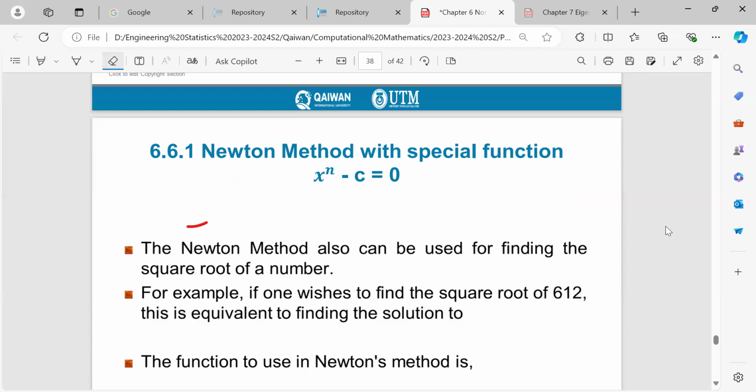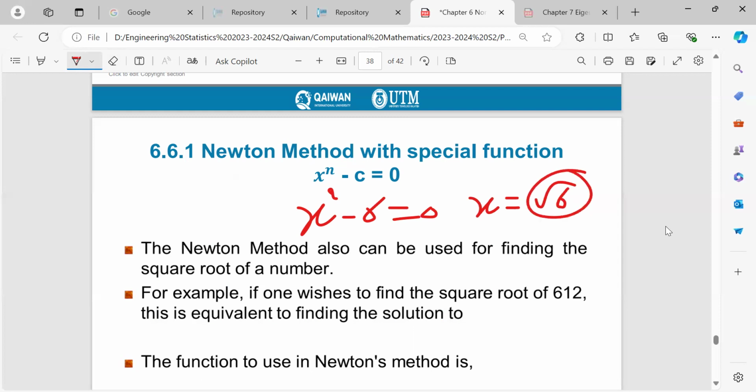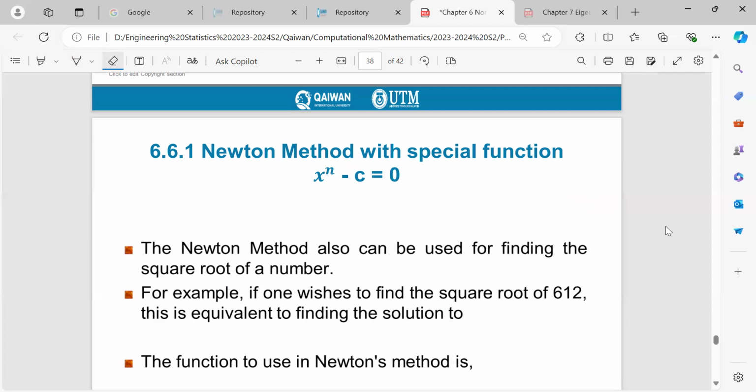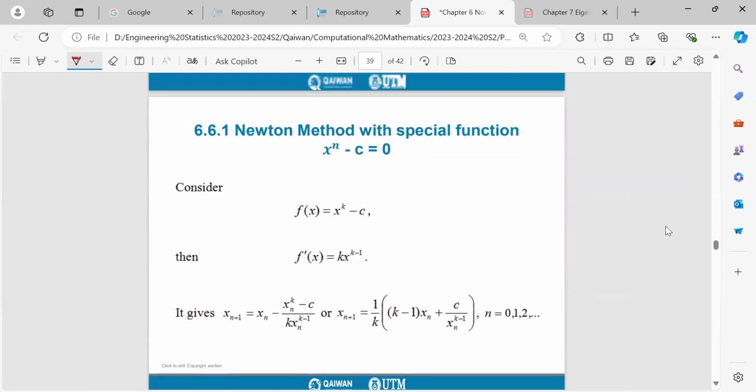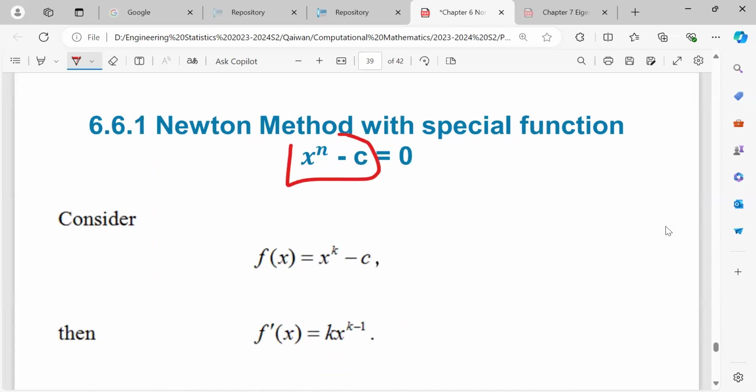But in this one, let's say x squared minus 6 equals 0. How about this one? Here, x is the square root of 6. We cannot evaluate it without using a calculator. What we do, we need to use Newton's method. Here, we let f of x be this function. That's it. This is the function.